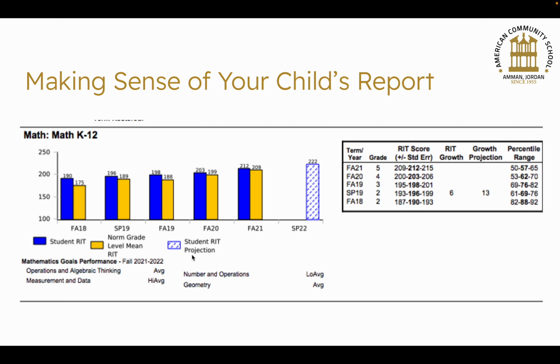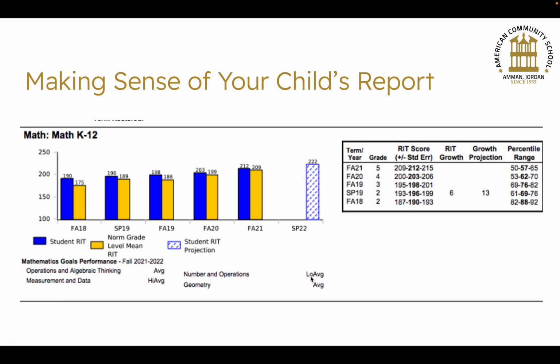Also at the bottom, you're going to see goal performance. And so each of the tests is broken up into specific goals, and these goals come directly from our standards. And so you'll see each of the goals, and you'll also see a designation here of how well the student did compared to the norms. So in operations and algebraic thinking, this child was average, whereas in measurement and data, this child was on a high average.